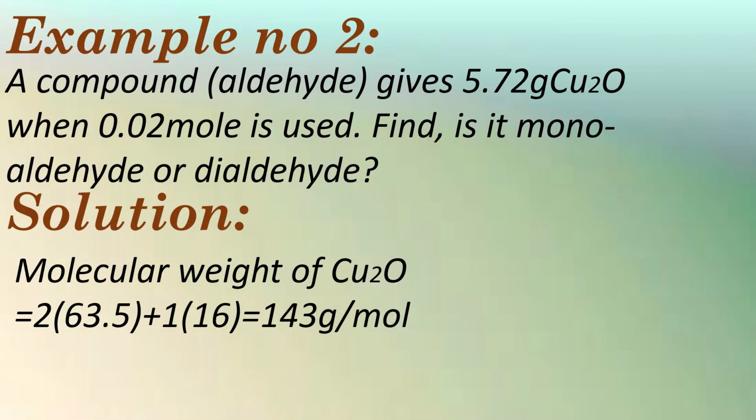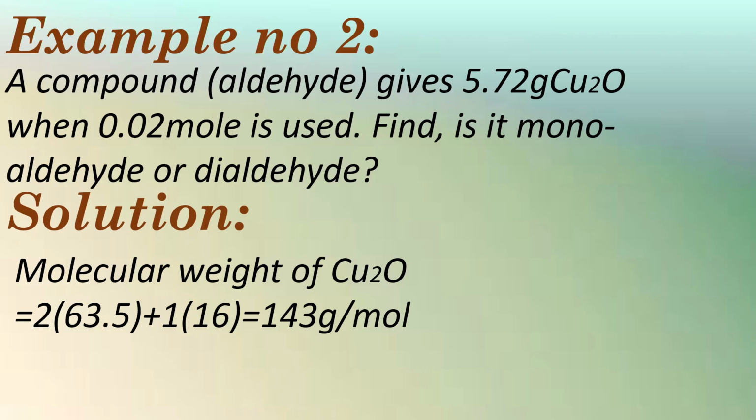Example number 2. A compound aldehyde gives 5.72 gram copper 1 oxide when 0.02 mole is used. Find is it monoaldehyde or dialdehyde. So we have a compound, we don't know either it is monoaldehyde, meaning containing one aldehyde group, or dialdehyde, containing two aldehyde groups. The amount of copper 1 oxide formed is 5.72 gram and 0.02 moles of compound is used. We have to find either it is monoaldehyde or dialdehyde.